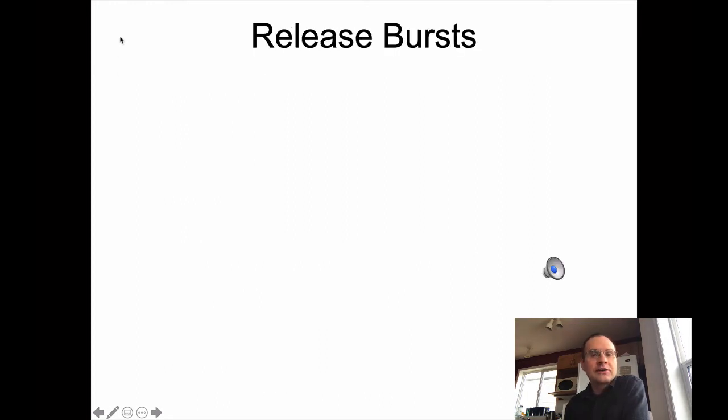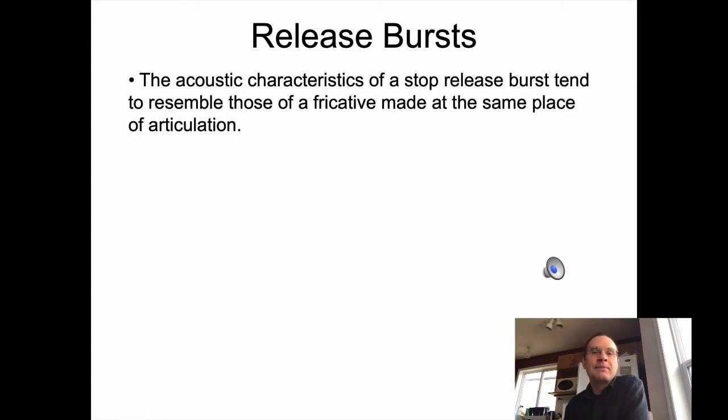So before we get into that, let's focus on these release bursts. We've talked about these a little bit already. These are relatively easy to understand acoustically. The whole combination of cues is going to wind up being a little bit complicated, but if we walk through it step by step, it shouldn't be too hard. The acoustic characteristics of the stop release burst tend to resemble those of a fricative made at the same place of articulation.